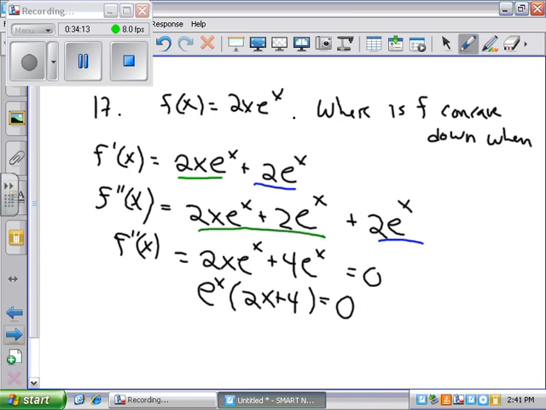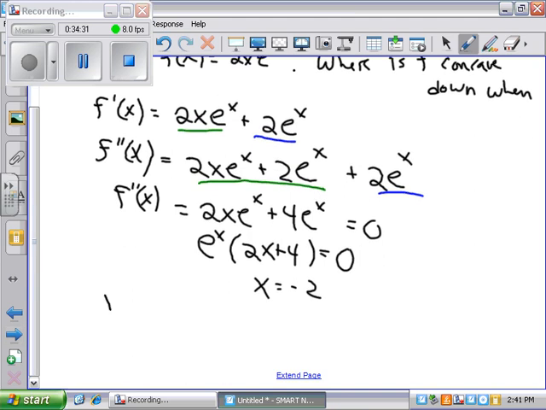e to the x will never be 0. Positive base. Yes, I should have. Oh well, I'll get the same answer. You're right, I could have pulled out 2, and now we're at x plus 2. So either way, what is my one value of x that makes this 0? Negative 2. So if my second derivative is going to change sign, it will happen at negative 2.